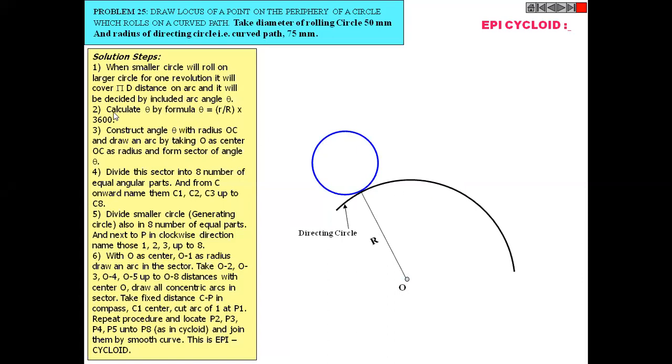So here, first of all, you have to calculate the subtended angle by this equation. Theta is equal to small r, which is nothing but the radius of this circle, 25, divided by capital R, which is the radius of this directing circle, into 360 degrees. Then find the subtended angle.